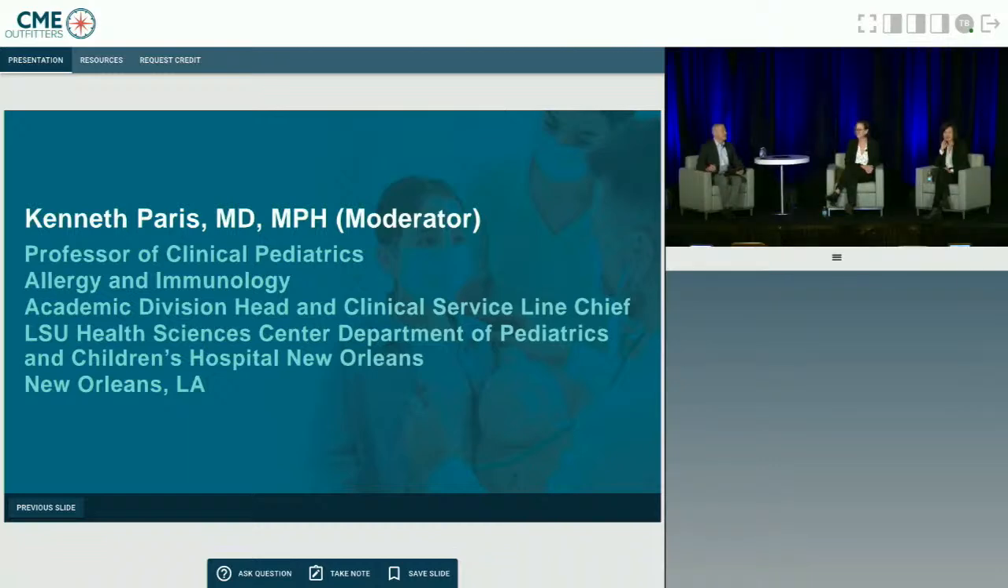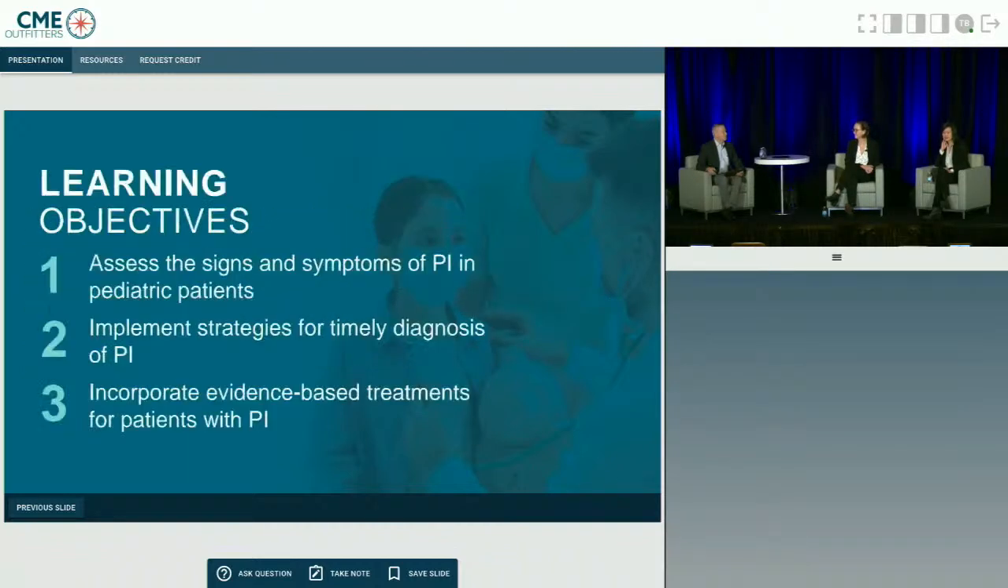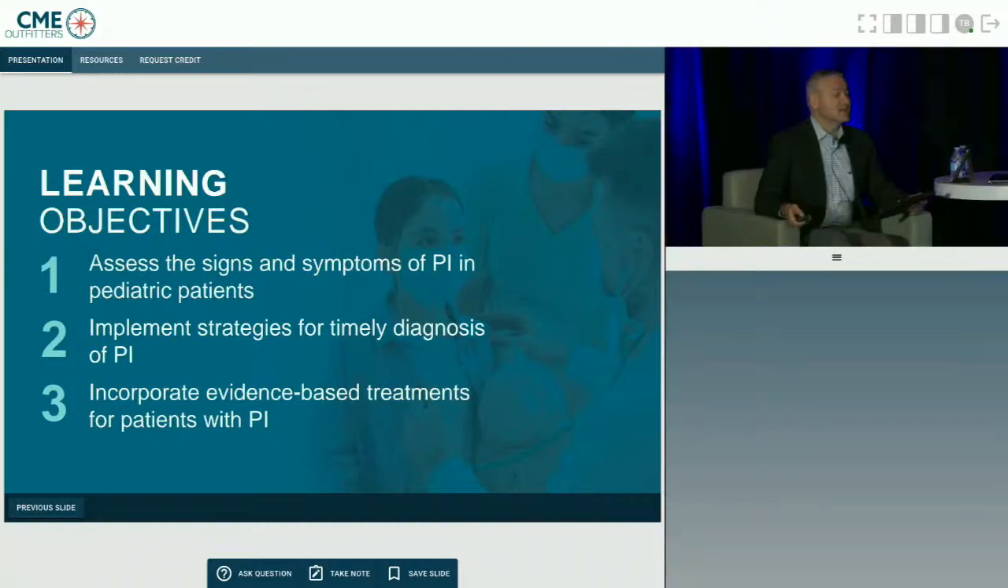Thanks, guys. So before we get started with the program, I want to review what the learning objectives are going to be. So after completing the activity, either here live in person or at home virtually, I want everyone to be able to, one, assess the signs and symptoms of PI in pediatric patients, two, implement strategies for timely diagnosis of primary immunodeficiency, and three, incorporate evidence-based treatments for patients with PI.